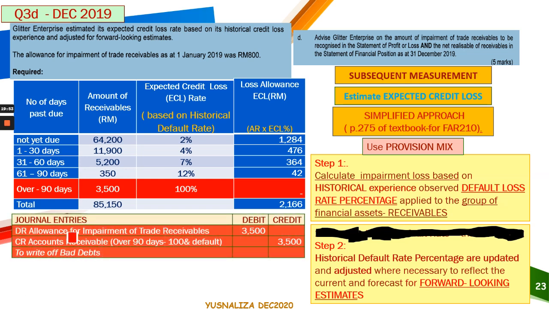Before we disclose that, remember we have one entry here that I mentioned just now, which was bad debts, because there is no hope that you can collect, because 100% is a default, right? So you will debit your allowance for impairment 3,500, and you will credit account receivable 3,500. You write off the bad debt.